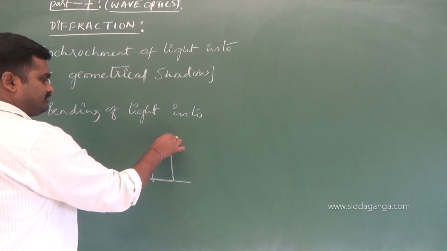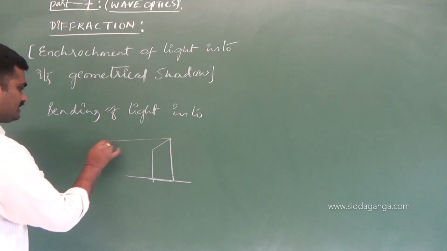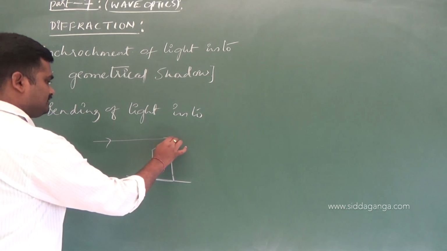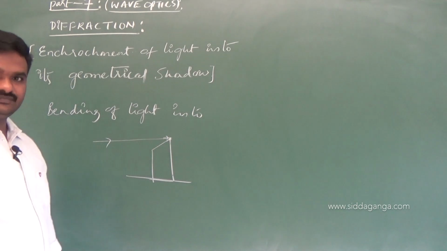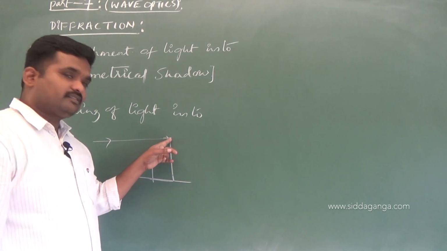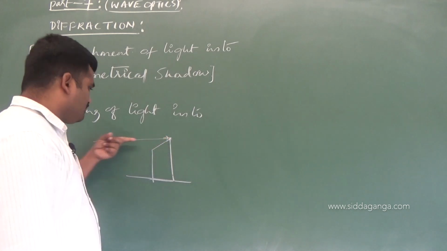This is the sharp knife edge we are having. We're going to make some light incident exactly at the knife edge. Exactly at this point I am going to make it incident. It is going to obstruct its motion. There is a small obstacle for the light in its path of propagation, right?